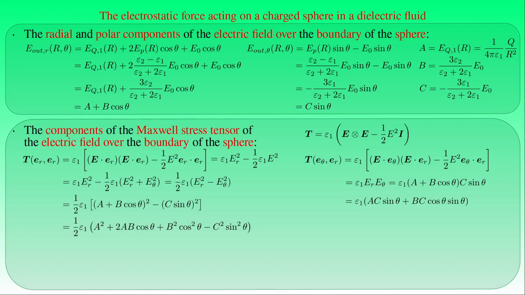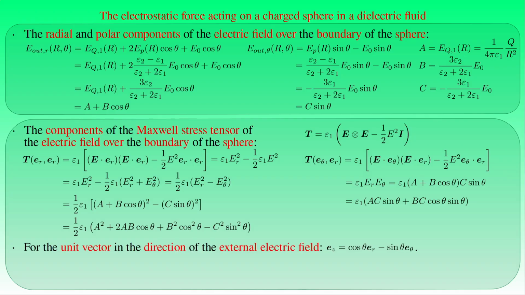These tensor components can be used to evaluate the stress tensor at the unit vector E_z pointing in the direction of the external electric field E0 and at the radial unit vector E_r. We already decomposed the unit vector E_z as the difference between cosine theta times the radial unit vector E_r and sine theta times the polar unit vector E_theta.